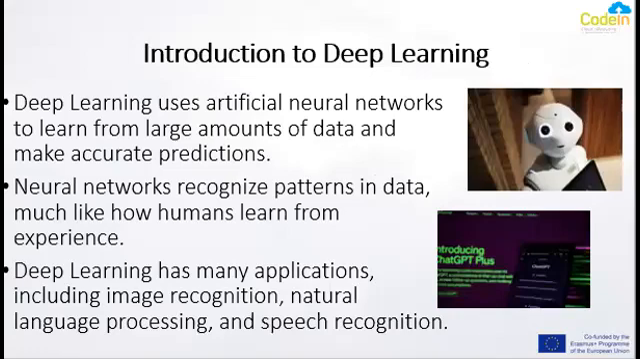Deep learning is a subset of machine learning that uses artificial neural networks to solve complex problems. Neural networks are essentially algorithms that can recognize patterns in data. The reason why deep learning has become so popular is because it allows machines to learn from large amounts of data and to make accurate predictions or decisions based on that data.